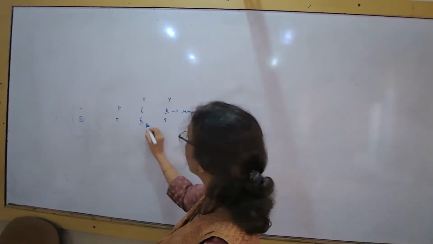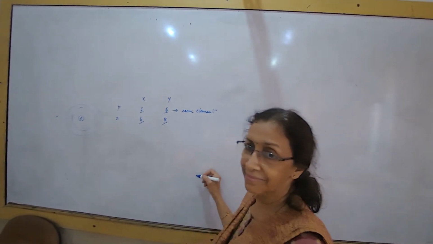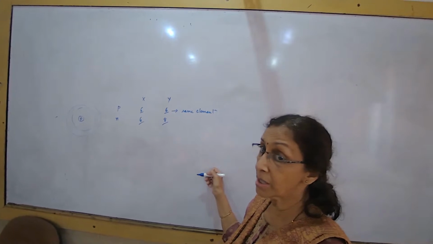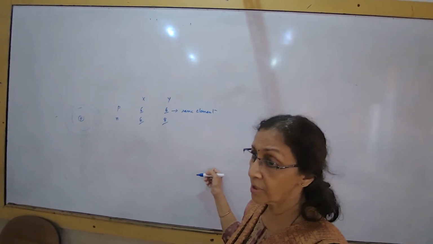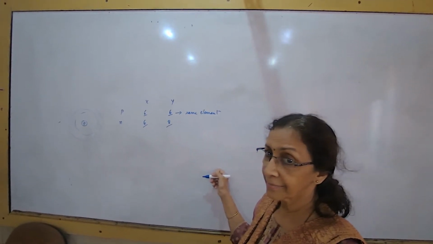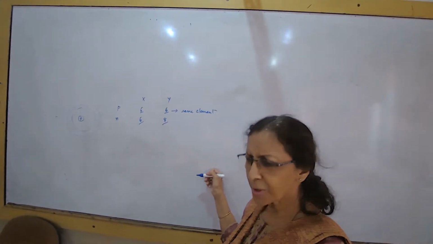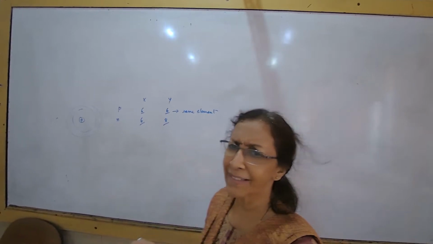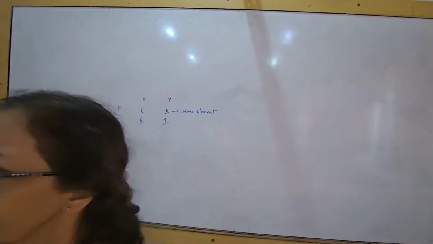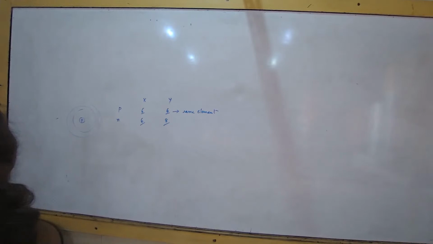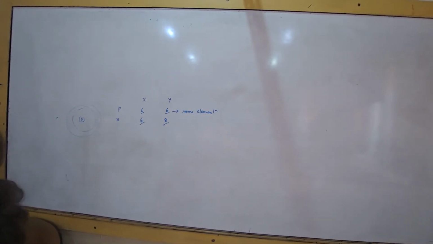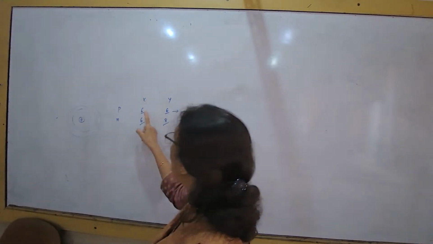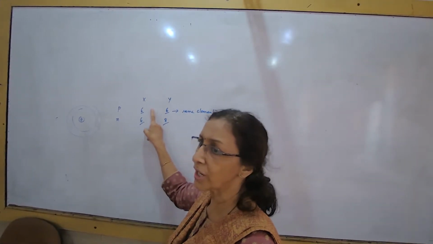Okay, what is different? Neutrons are different. If the neutrons are different, then what is it called? Isotope only. What did we see about hydrogen? It has 0 neutrons, 1 neutron, 2 neutrons. That is nothing but an isotope. So we know immediately that we are talking about isotopes of which element?